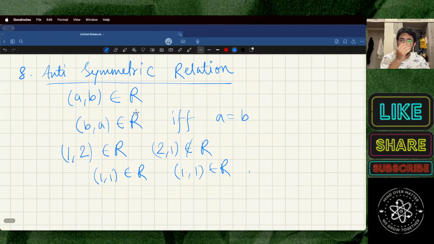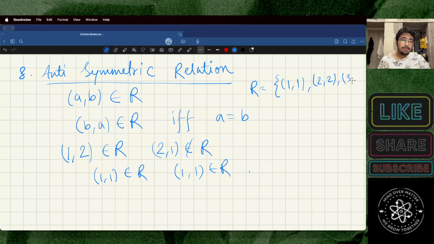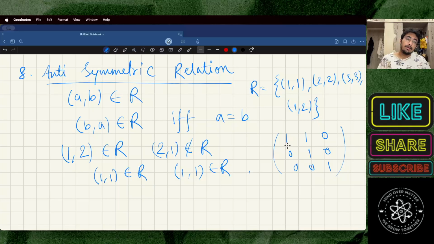Okay, so how will I write this? Suppose there's an example. R is 1 comma 1, 2 comma 2, 3 comma 3, and 1 comma 2. In matrix representation, this looks like this. So this is reflexive, right? Yes, because all the elements are related to themselves, and it also has an element 1 comma 2. 1 is related to 2, but the vice versa is not happening here. 2 is not related to 1, so it is antisymmetric. Okay, as simple as that.